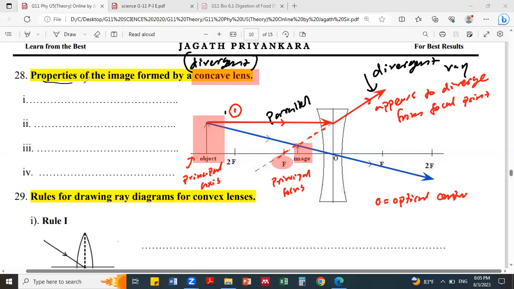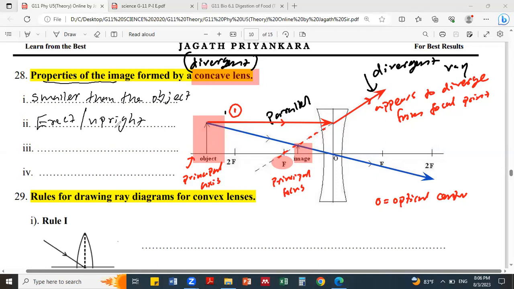Okay, let's write the properties of the image now. Complete the blanks. Look at the screen, everyone. Look at number 28 blanks. The first property of this image: smaller than the object. Number 2, the second one, it is erect or upright. The image is erect, or you can write upright.